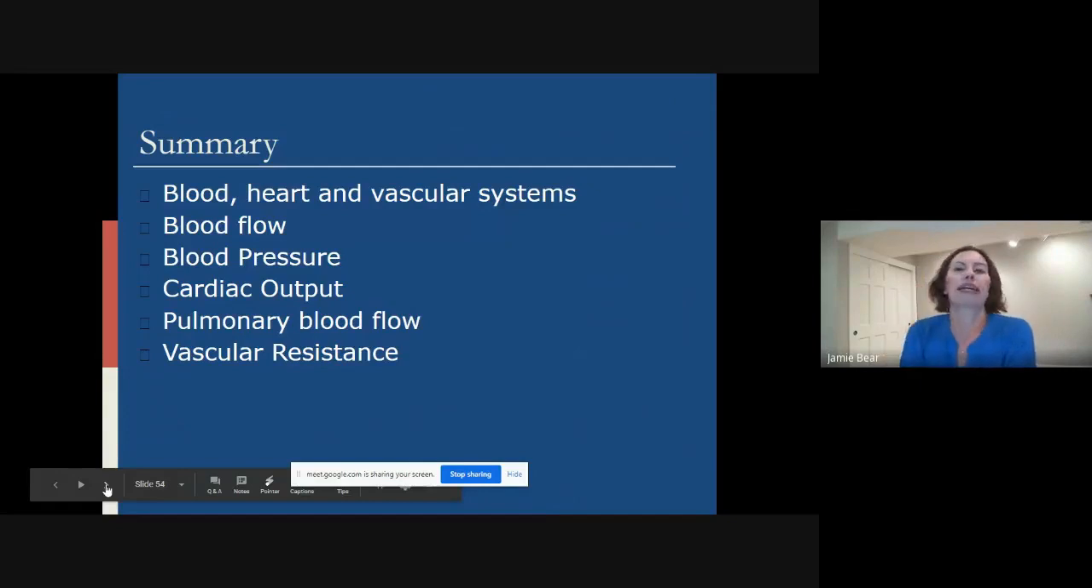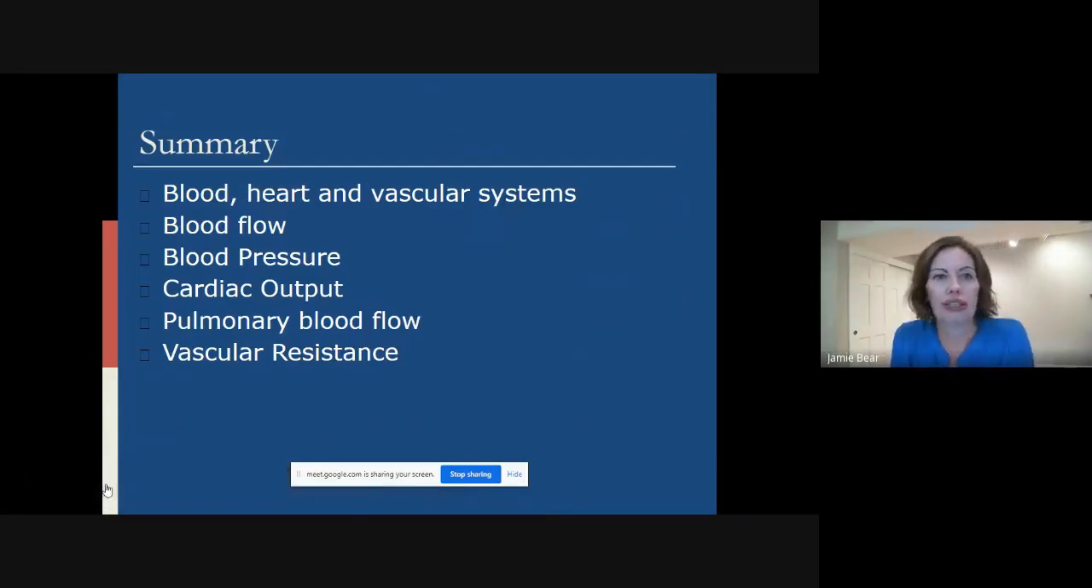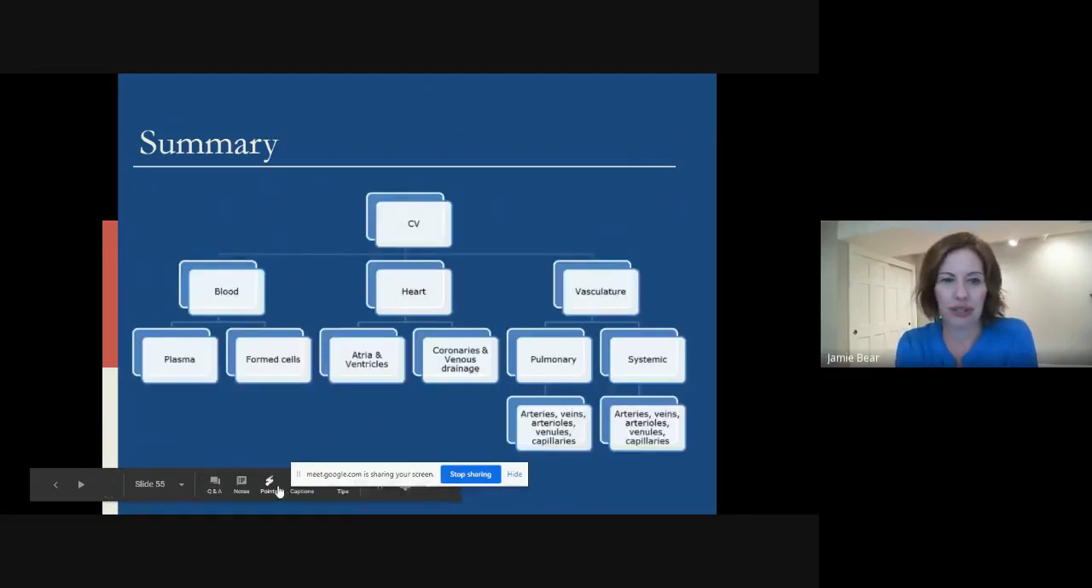So in summary, we have blood and heart as the main portions of our vascular system. We really talked about blood flow, blood pressure, cardiac output, pulmonary blood flow, and vascular resistance as an influencer of all of those. So here's another picture, and continue to read and study up on this.